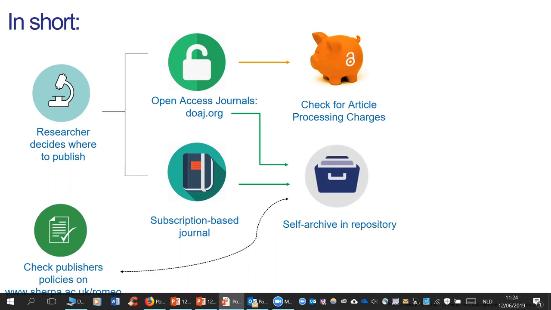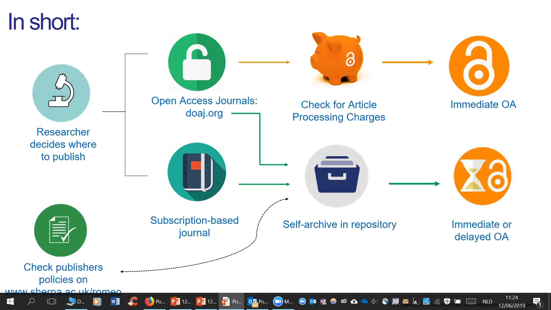If you publish in an open access journal, be sure to check if there are any costs attached to it, and you can make your publication immediately open access in the journal and in a repository. In case of self-archiving in a repository, there might be a delay due to an embargo, or you might be allowed to make it openly available immediately. So this is really short how this works.